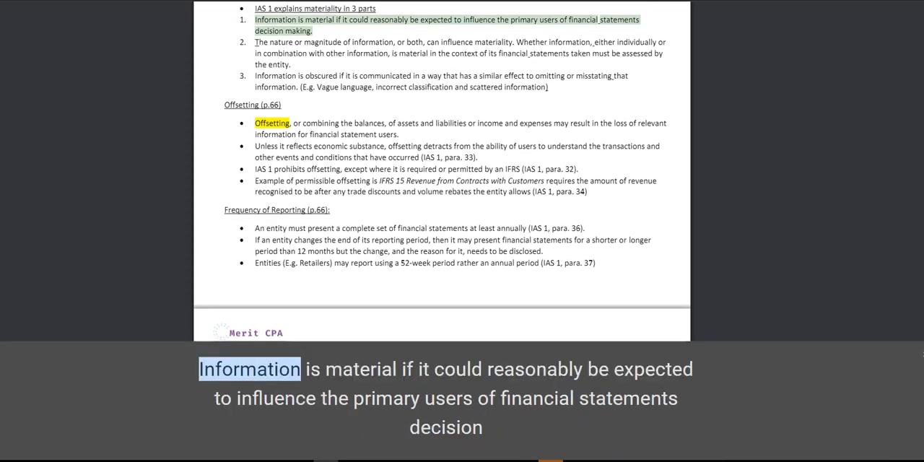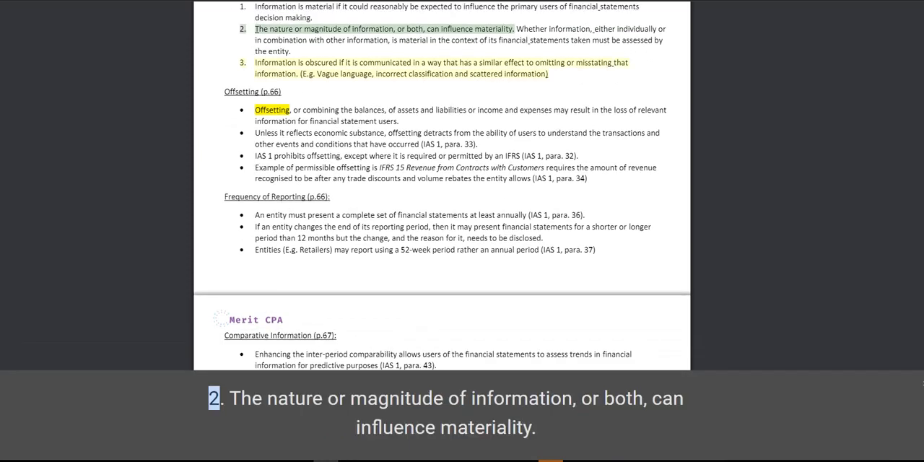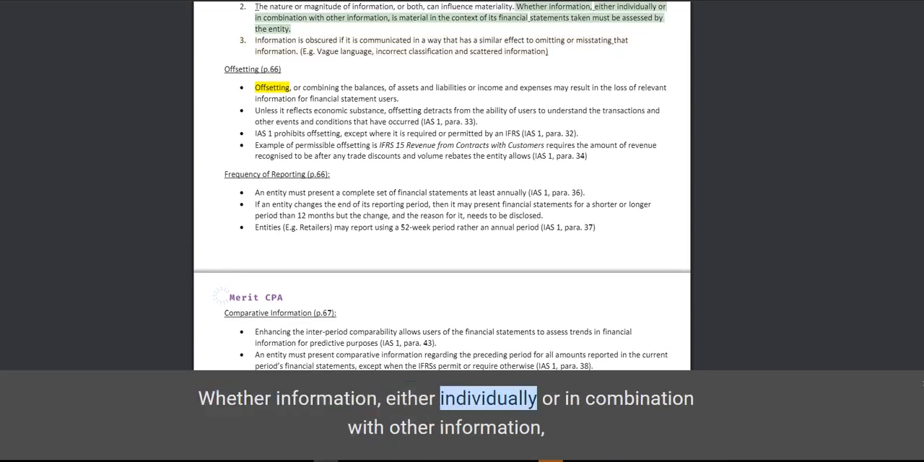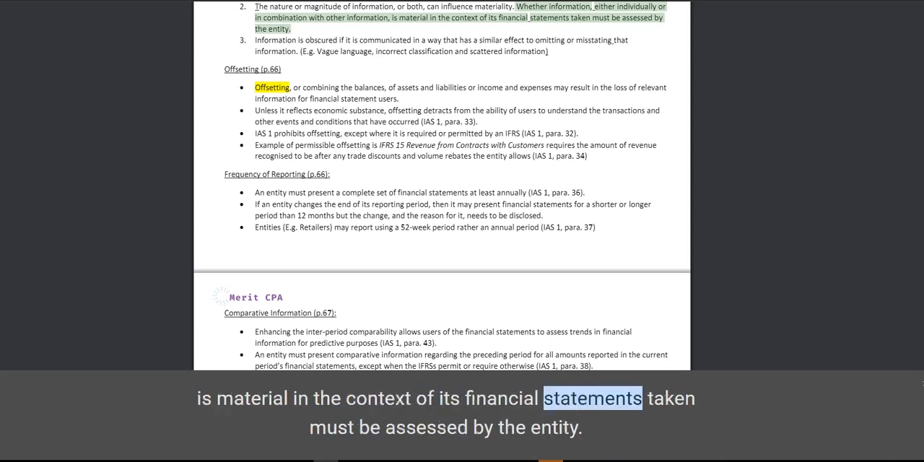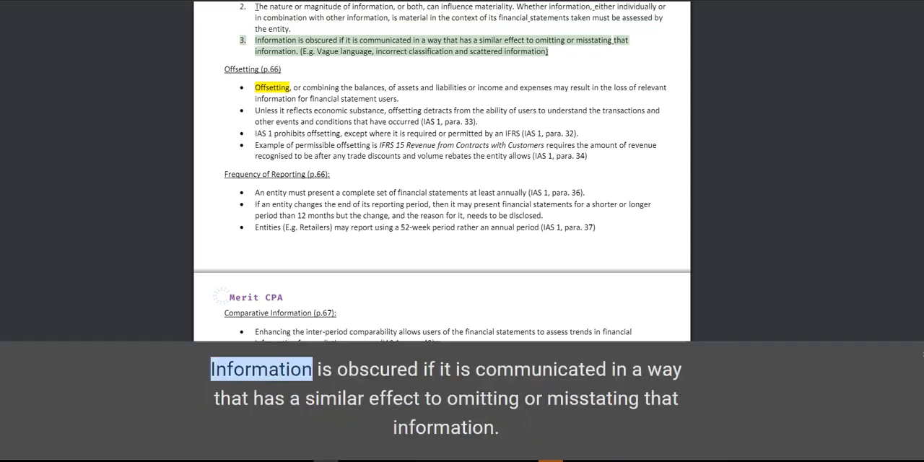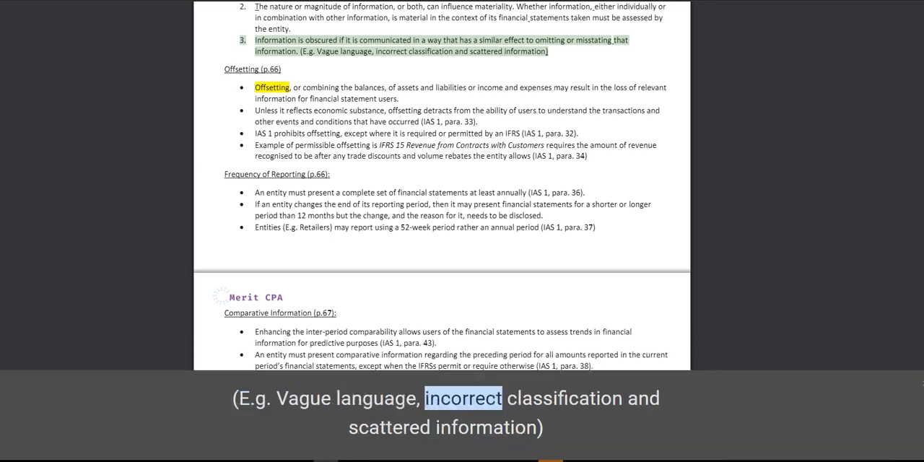IAS 1 explains materiality in 3 parts. 1. Information is material if it could reasonably be expected to influence the primary users of financial statements' decision-making. 2. The nature or magnitude of information, or both, can influence materiality. Whether information, either individually or in combination with other information, is material in the context of its financial statements taken as a whole must be assessed by the entity. 3. Information is obscured if it is communicated in a way that has a similar effect to omitting or misstating that information. For example, vague language, incorrect classification and scattered information.